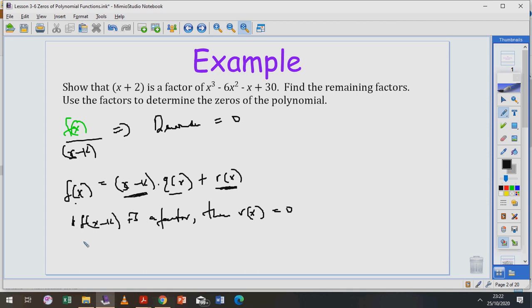So this basically means that if you substitute x equals k in this function f of x, then f of k is going to be 0, because k is a 0.